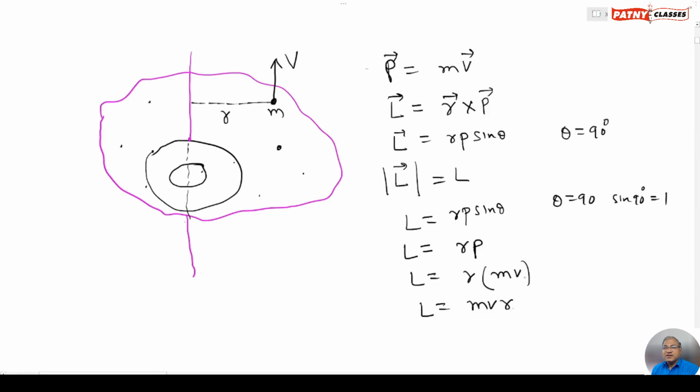But p equals m into v. Therefore, L becomes L equals m v r. It can also be written as v equals r omega. Therefore, m r omega multiplied by r equals m r square omega. So L equals m omega r square.